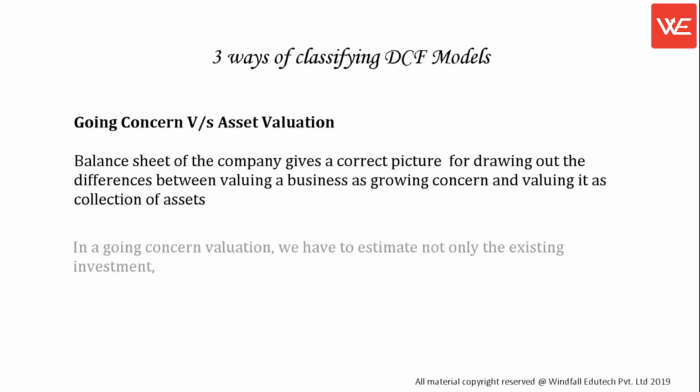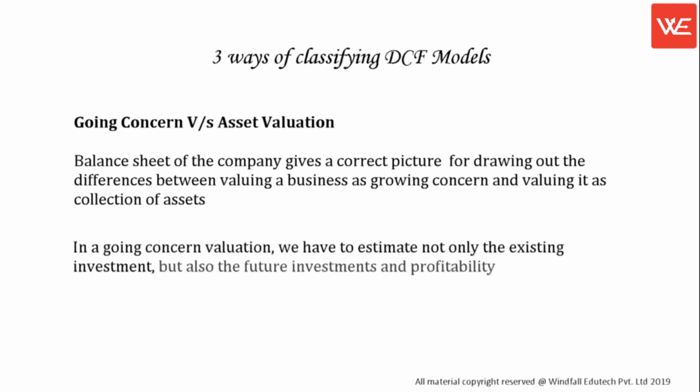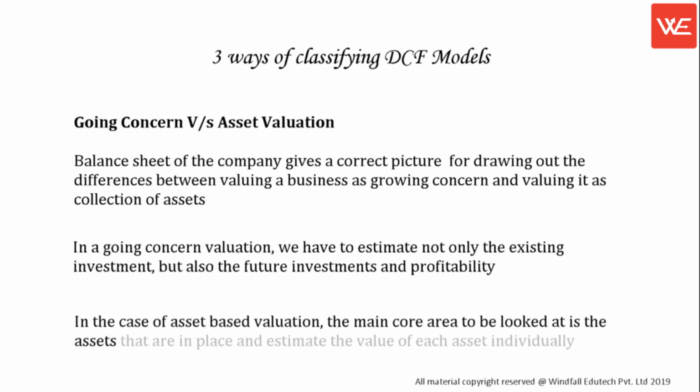In a going concern valuation, we have to estimate not only the existing investments, but also the future investments and profitability. In the case of asset-based valuation, the main core area to be looked at is the assets in place, and we estimate the value of each asset individually.